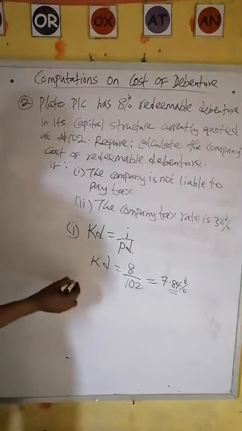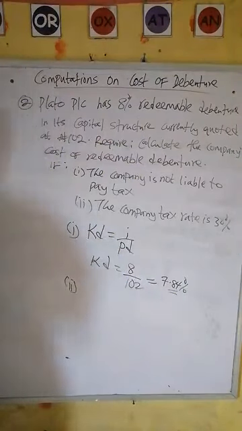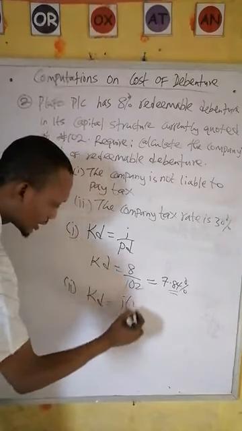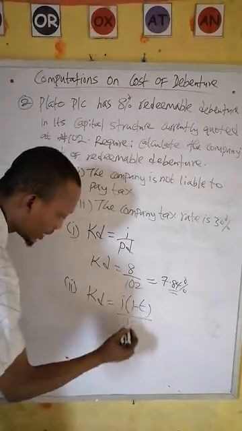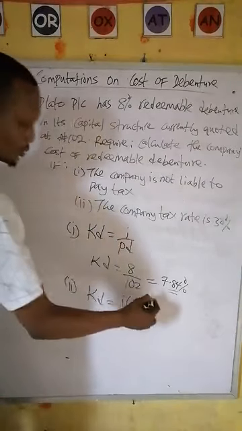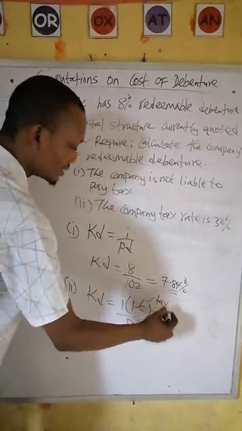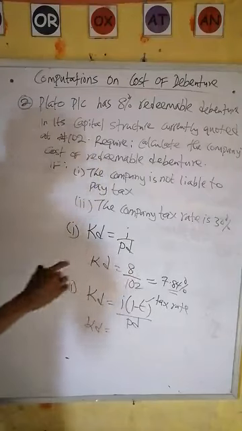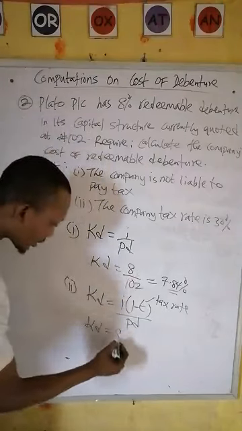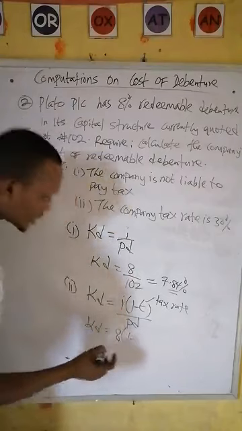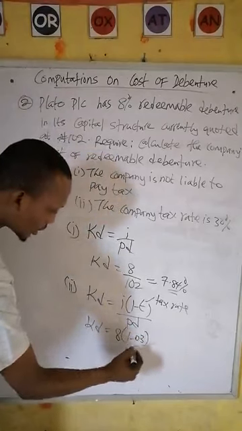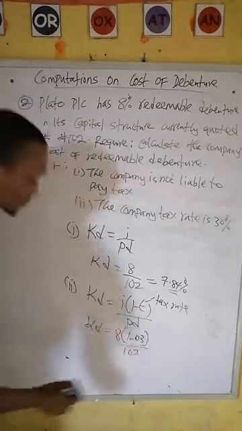For scenario 2, let's say the company tax rate is 30%. So there is tax in this question, and the formula will change. Kd = I(1 - T) / Pd. What is T? T is the tax rate. What is I? Interest, which is 8. So Kd = 8(1 - 0.3) / 102.